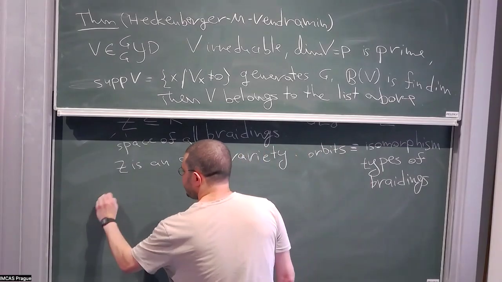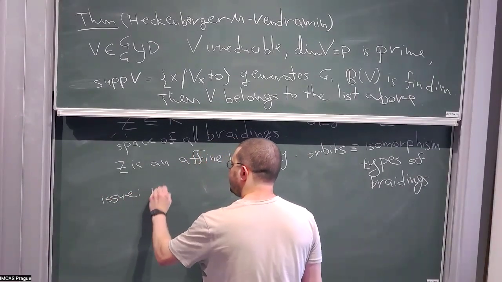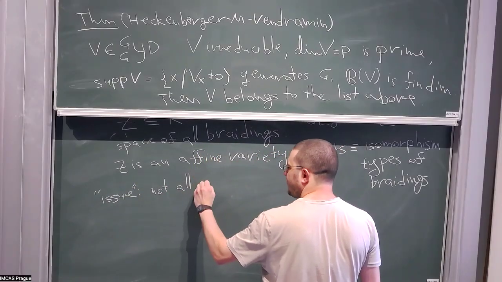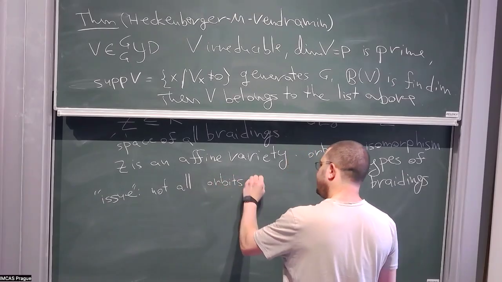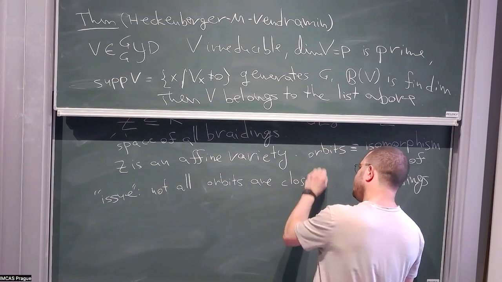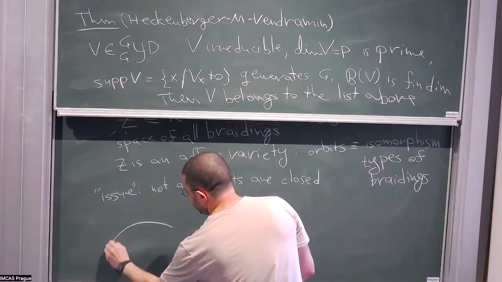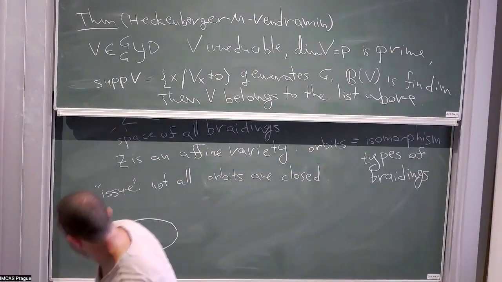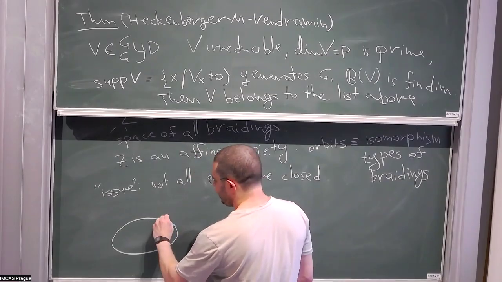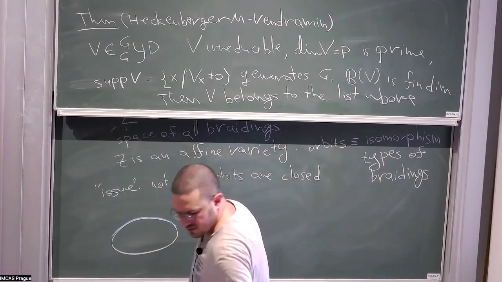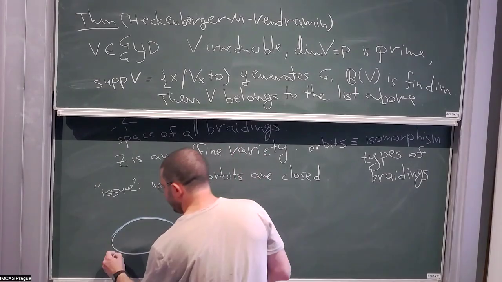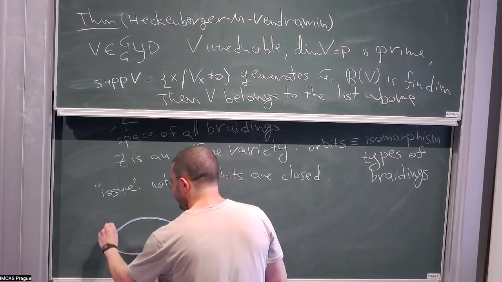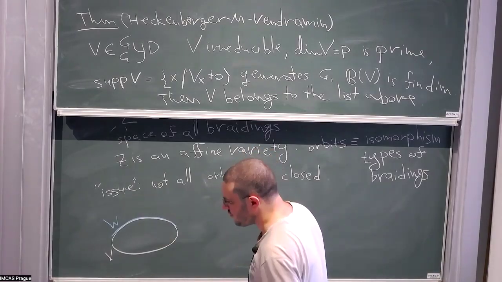So one issue is that, I'm saying issue because in the end this was quite useful for us, not all orbits are closed. So it is possible that you will have, let's say, one orbit like this, and do you have colorful chalk? You do. And I will have some other orbit just somewhere on the boundary of that one. Okay, so let's call this V for the isomorphism type that we have here, and this I will call, let's say, W, the blue one.